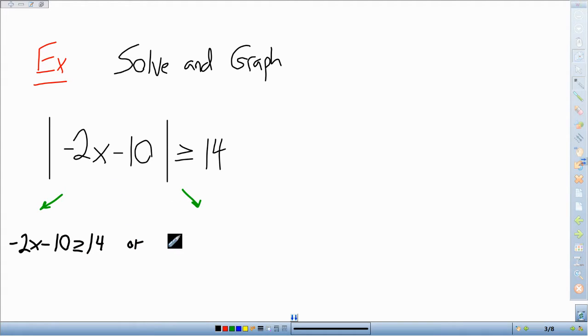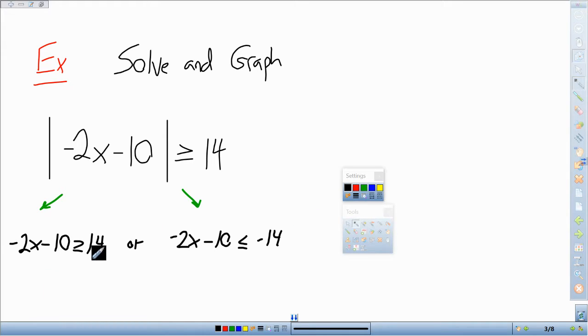Or a negative 2x minus 10. And remember, this turns into a negative 14, right? So that means we need to flip our inequality to a less than or equal to sign. Okay, now we can go ahead and solve these and graph them. So let's do some of this in our head. Add 10 to both sides. Negative 2x is greater than or equal to 24.